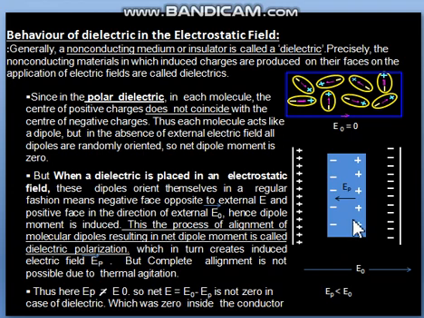Very simple, let us compare the last point of the conductor and the dielectric. For the conductor case, EP and E0 are equal and opposite, so the net electric field was 0 there. And for the dielectric case, EP and E0 are not equal. They are opposite but they are not equal. That's why the net electric field cannot be 0 inside the dielectric. So this is the behavior of any dielectric in the electrostatic field.